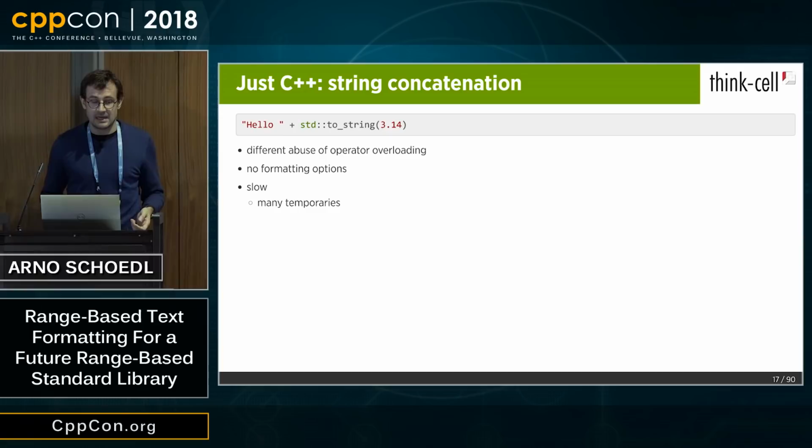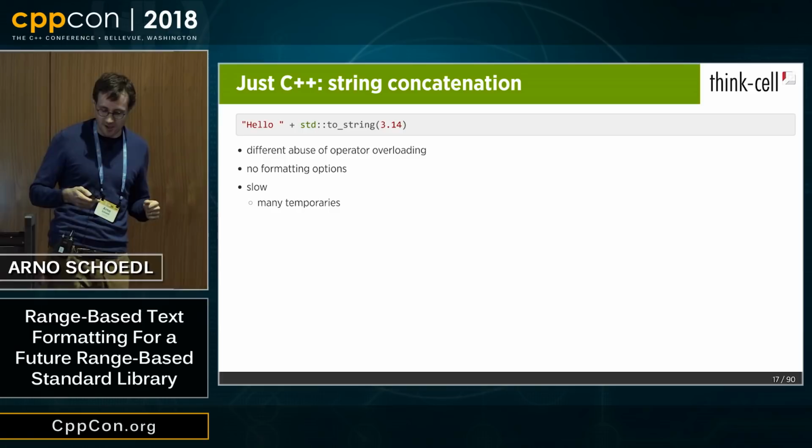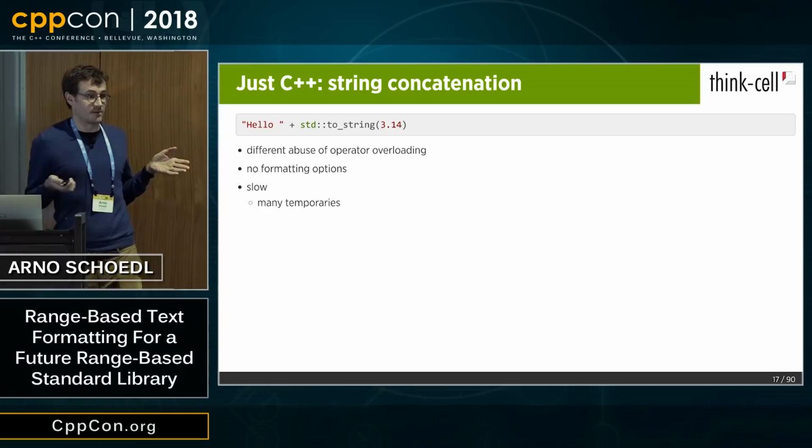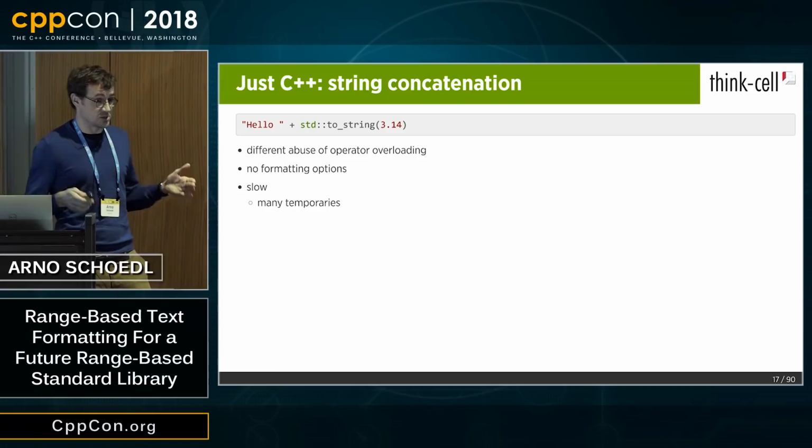Let's go to the other option, string concatenation. Here we have a different abuse of operator overloading. I think Bjarne just mentioned it in his talk. The plus is not really a plus. You don't have any formatting options. C++11 gave us these very simple to_string functions, but they offer nothing in terms of parameterizing how you want that to_string to be done. And they're also slow, because they're generating first little strings, and then they copy the strings together. So you're doing a lot of heap allocations.